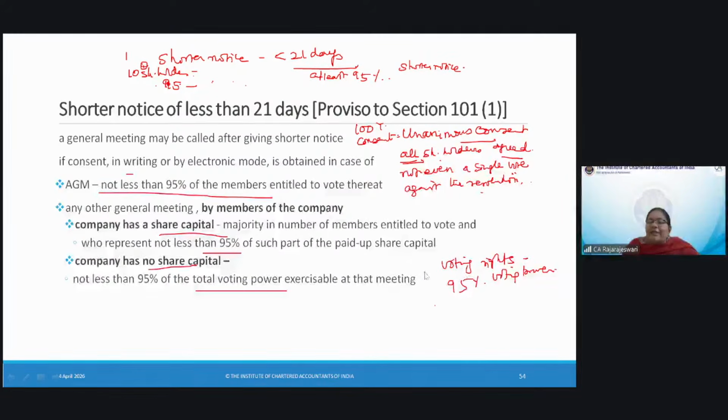Accidental omission means by mistake, inadvertently, they have omitted it, not purposely. So that is an accidental omission.